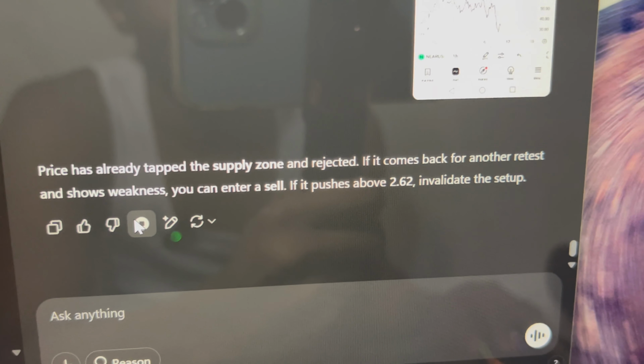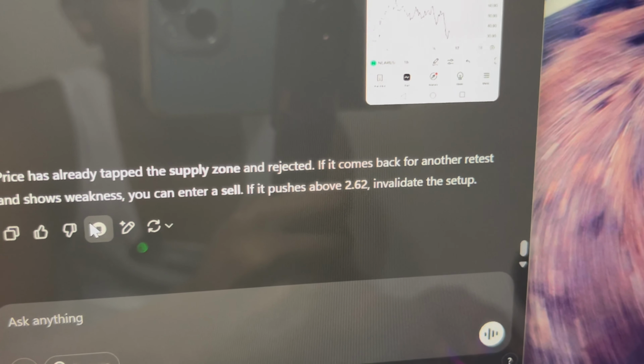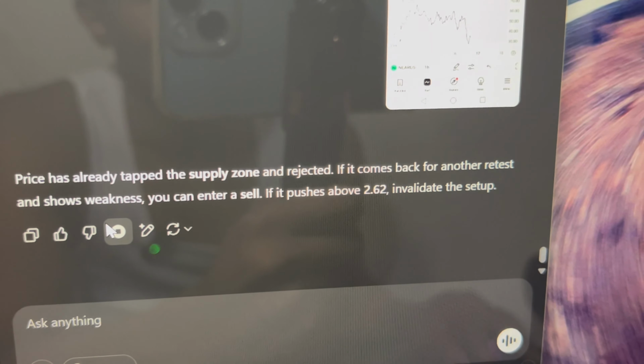Price has already tapped the supply zone and rejected. If it comes back for another retest and shows weakness, you can enter a sell.